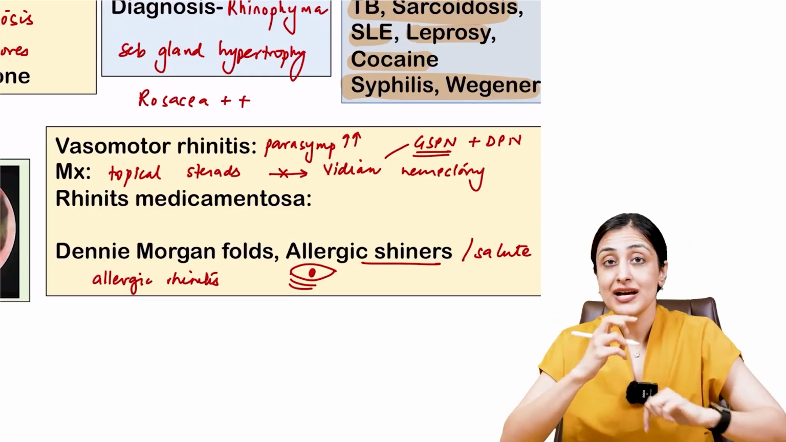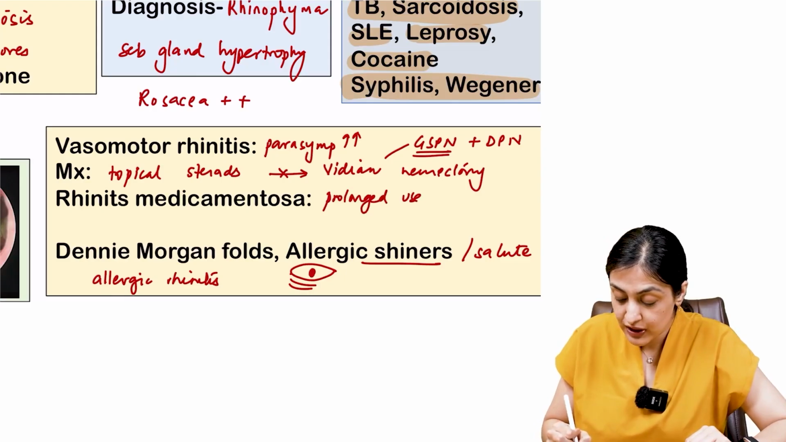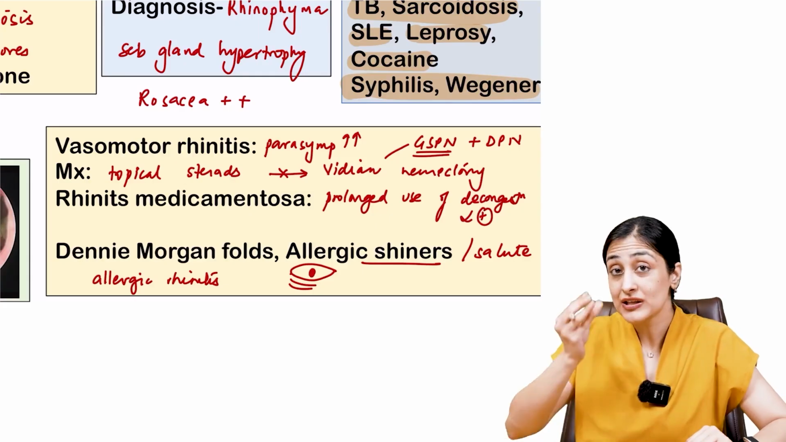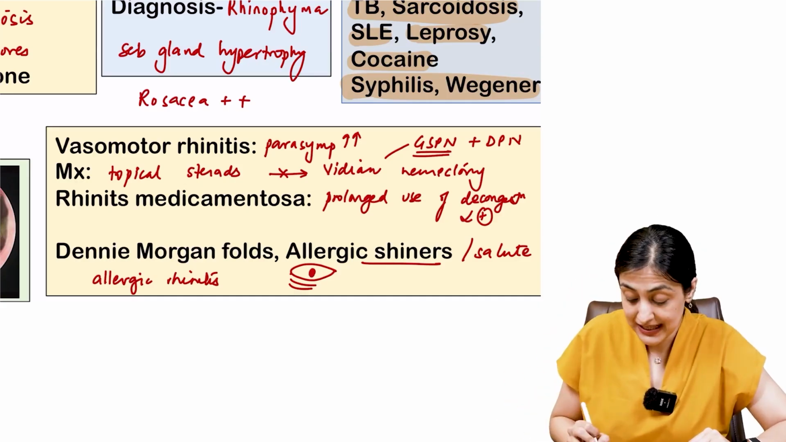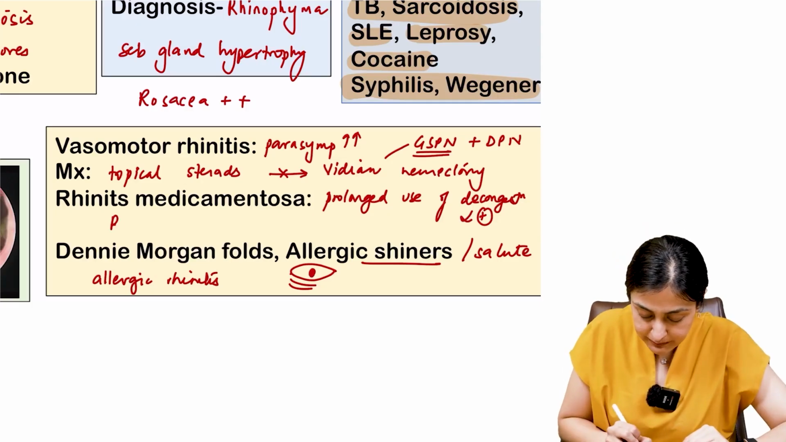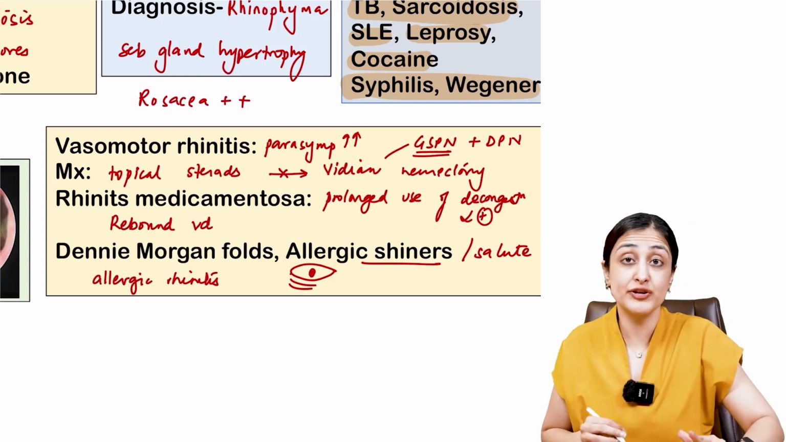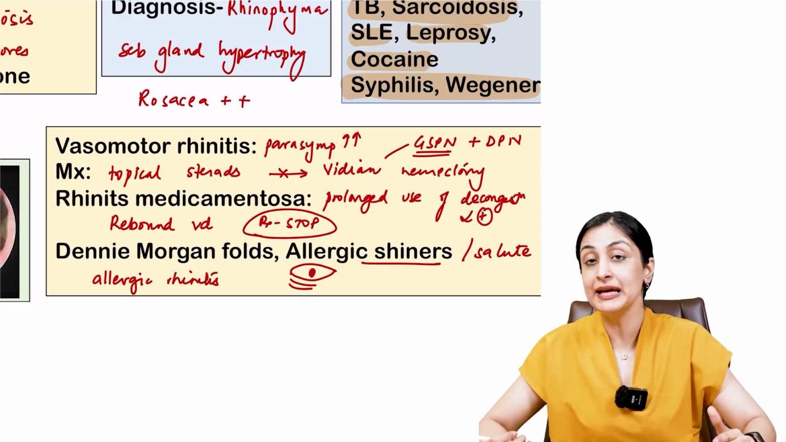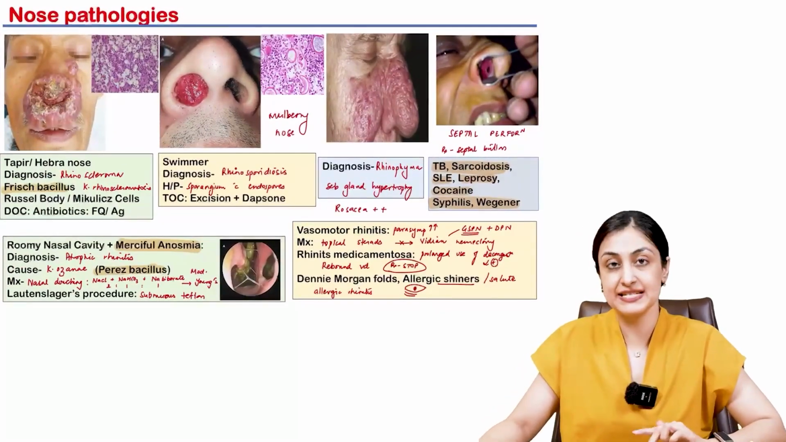Rhinitis medicamentosa, as the name suggests, is because of prolonged usage of your nasal decongestants. So what nasal decongestants are alpha agonists, right? So they are vasoconstrictors. But if you use them on a prolonged basis, they show a rebound vasodilation, right? So they show the opposite action now, rebound vasodilation, and the only treatment is to stop using them and their effect will be back, right? So just stop the usage. So this is about some rhinitis now.